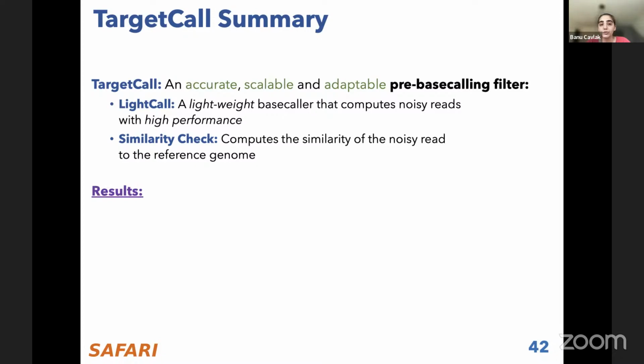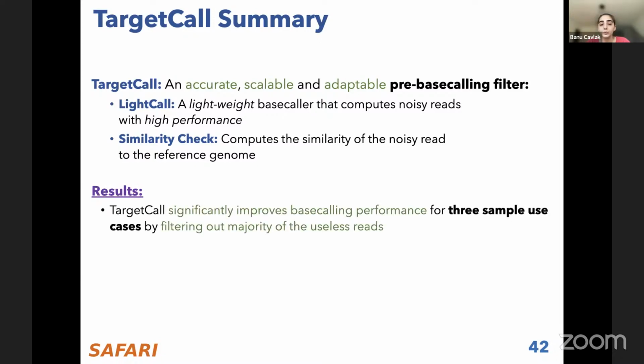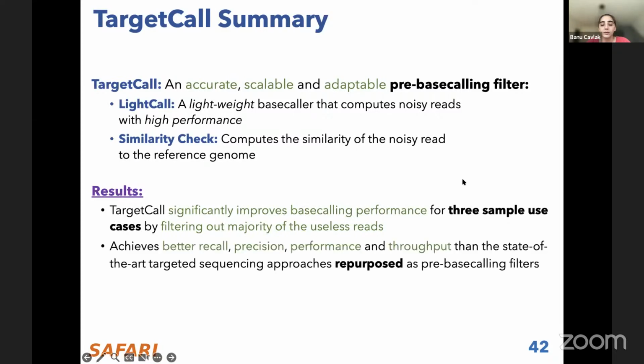And our evaluations of TargetCall show that we can improve the base calling performance significantly for all use cases that we tested by filtering out the majority of the useless reads. And we also show that TargetCall has better recall, precision, performance, and throughput than these adaptive sampling approaches if you were to repurpose them as pre-base calling filters.